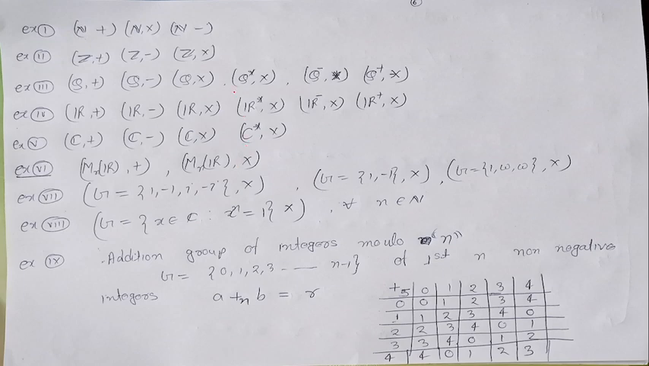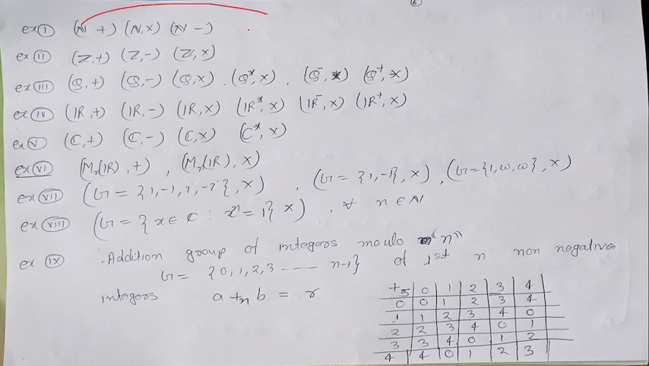So these are the more interesting examples that we should consider and we can solve. I request every viewer to solve all these questions and check whether that structure is groupoid or not, monoid or not, semigroup or not, like that.